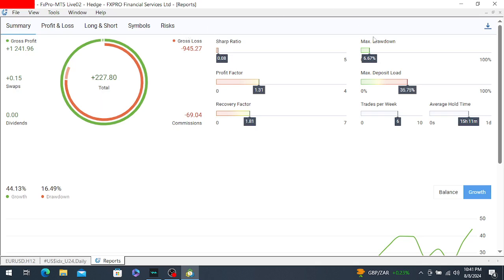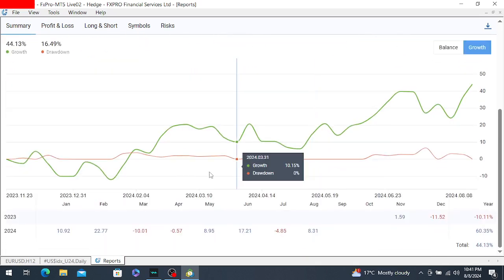Okay, so if you look on the top right corner here, you'll see my max drawdown is at 6.67%. And then my profit factor is 1.3, and for my losses I recover at the factor of 1.8. All right, so I want us to look at my growth.